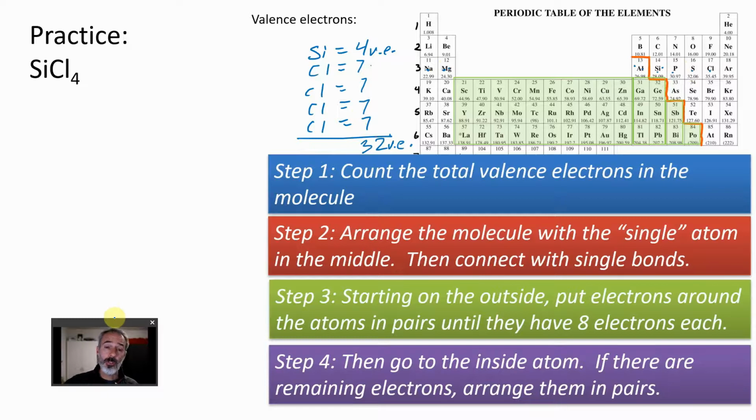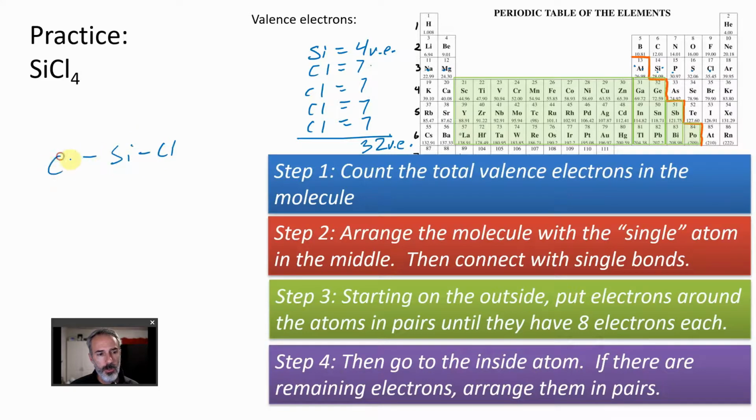Okay, so now that you are sure you got the valence electrons correctly, I want you to draw the Lewis structure and answer this question. How many single bonds were in this molecule? 4. How many lone pairs were on the central atom? 0. Let's go check it out.